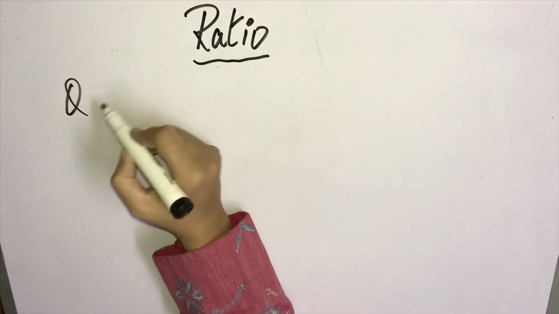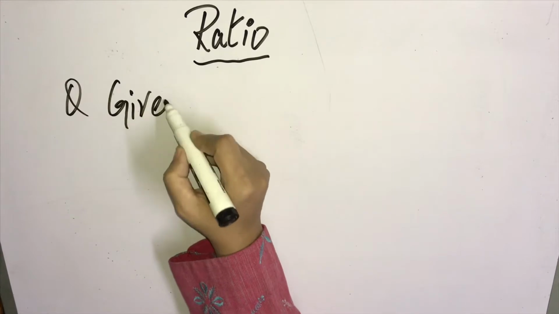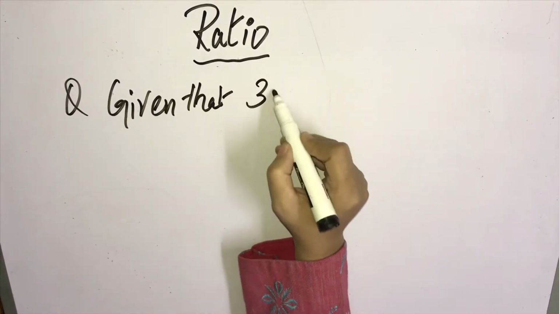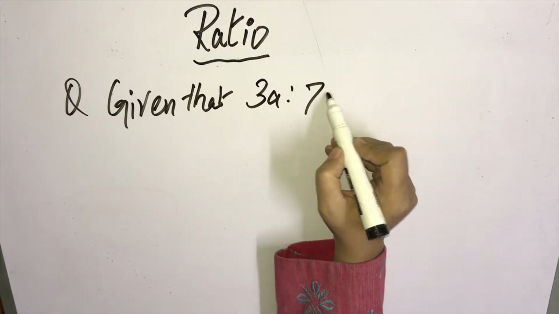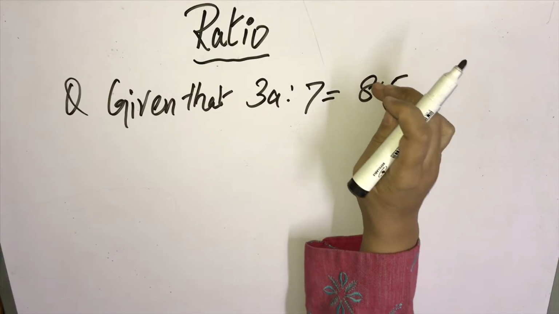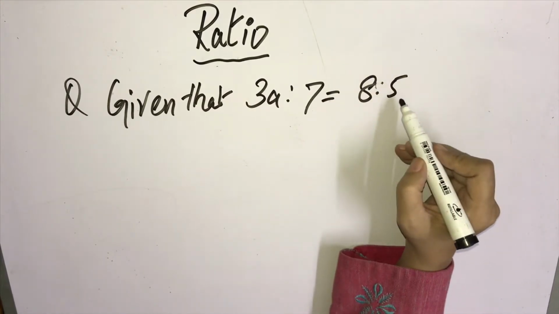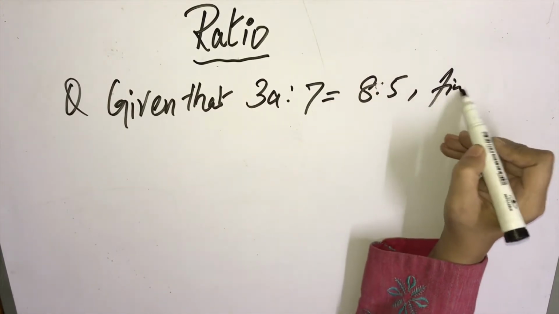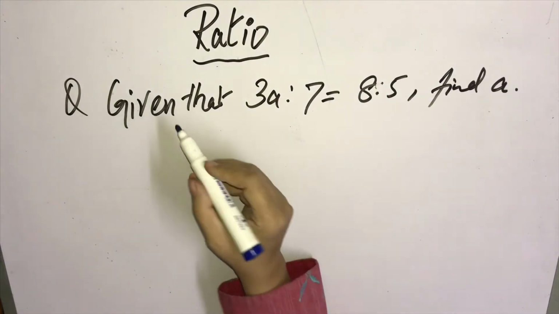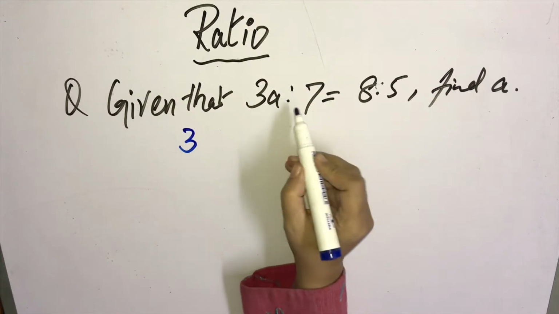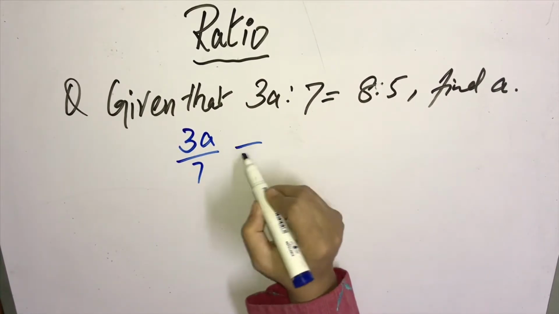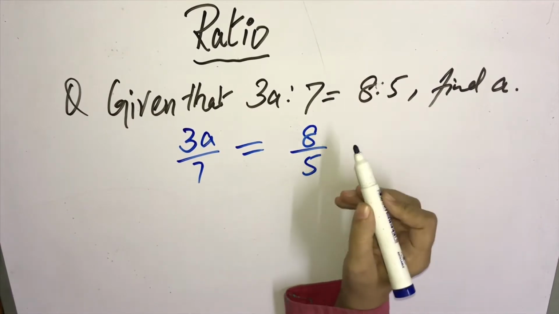Here I have a question. Given that 3a ratio 7 equals 8 ratio 5, I have to find the value of a. What I will do, I will write 3a ratio 7, 3a colon 7, the symbol of ratio, equal to 8 over 5.